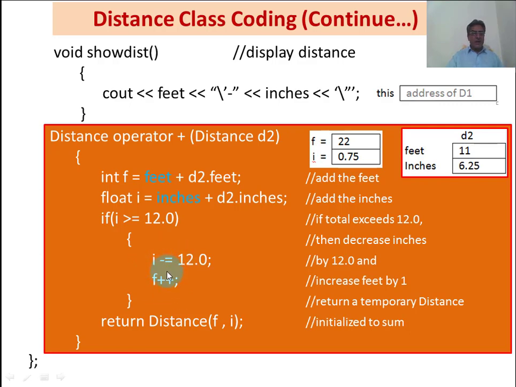After execution of the if block, we will execute this return statement. Here the value of F is 22 and I is 0.75. Actually this is the sum of the two distances D1 and D2. Whenever we fulfill the memory of our distance class, then with the reference of this distance class, the computer will create here a nameless temporary object and return the value of that object to the main program. Because F and I are the requirement of the distance class.